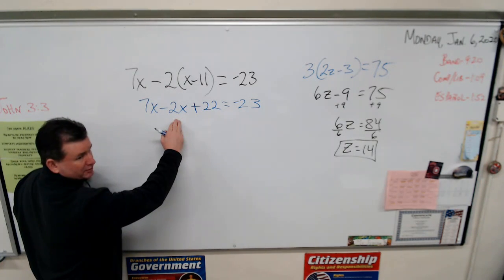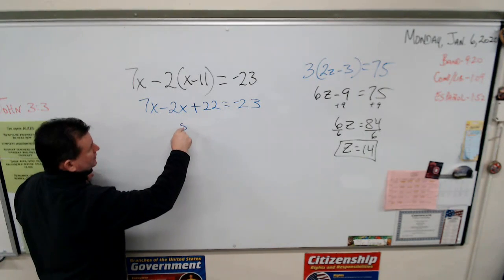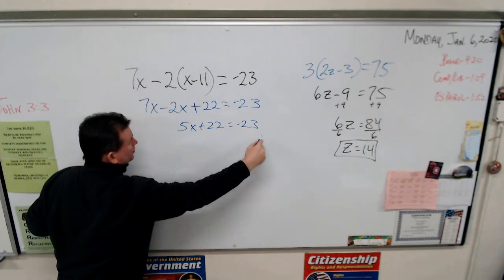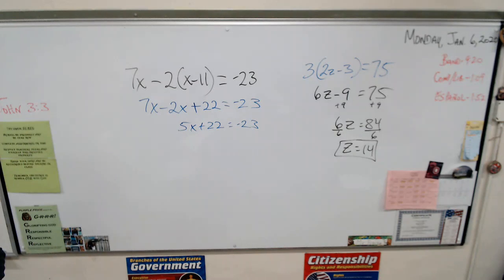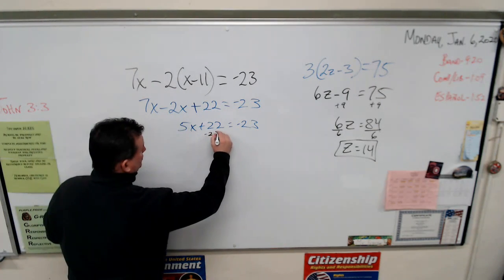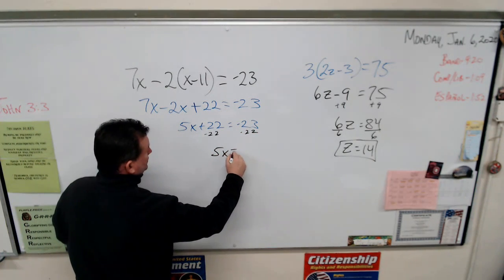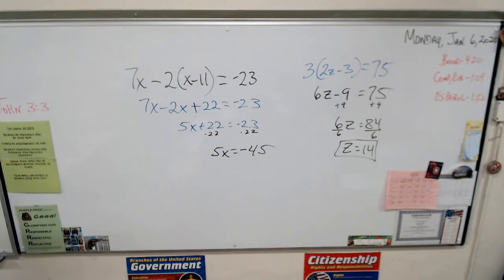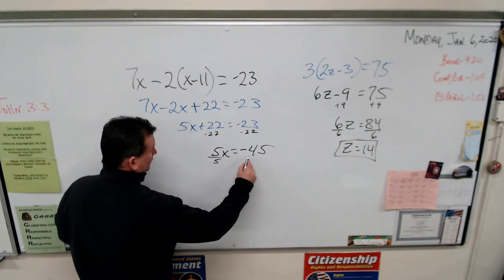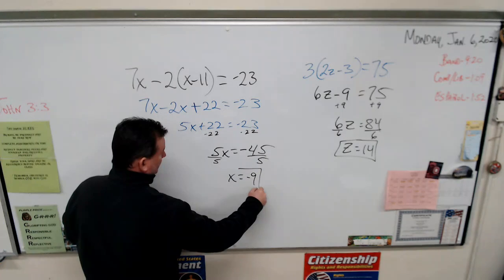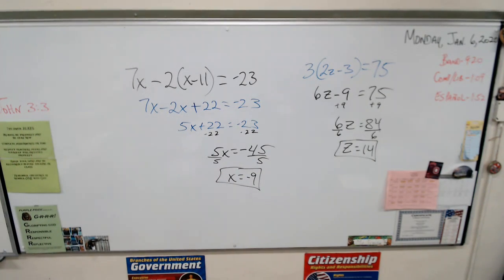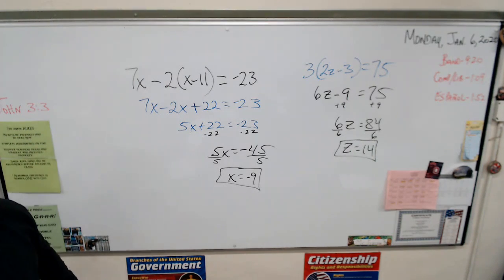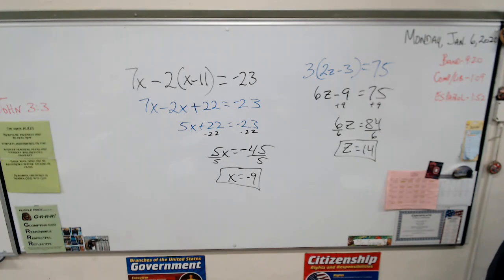What's 7x minus 2x? 5x. Plus 22 equals negative 23. How do I get rid of the positive 22? Subtract 22. If I subtract 22 here, I got to do it over here. That leaves me with 5x equals negative 45. How do I get rid of the 5? Divide both sides by 5. X equals negative 9. How many agree this is fun?